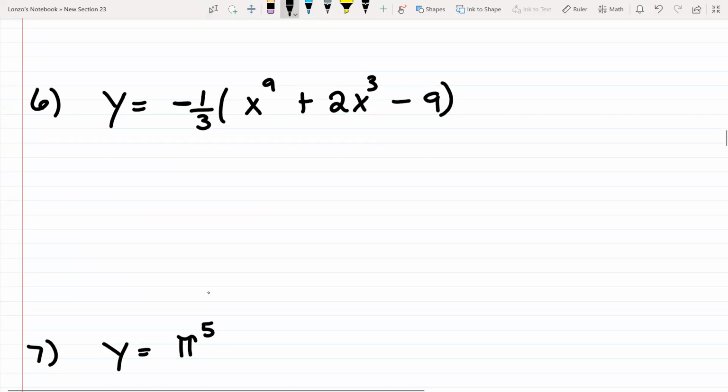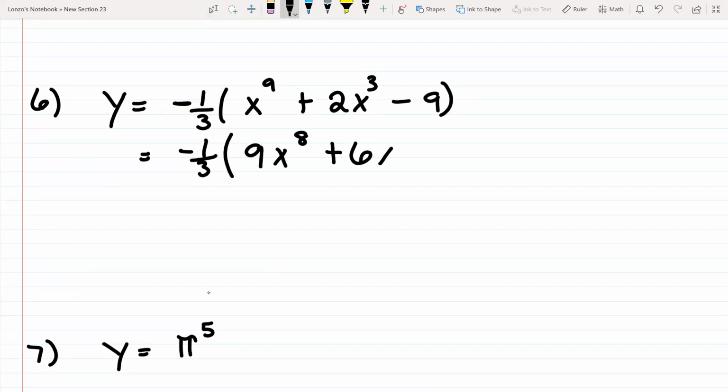Just like 5, you can take out the constant negative 1/3, and then just take the derivative of the inside. The derivative of x to the 9th is 9x to the 8th. The derivative of 2x cubed is 3 times 2, which is 6x, and the power is 3 minus 1, which is 2. And the derivative of negative 9, a constant, is 0. You don't have to put the 0 if you don't want to.